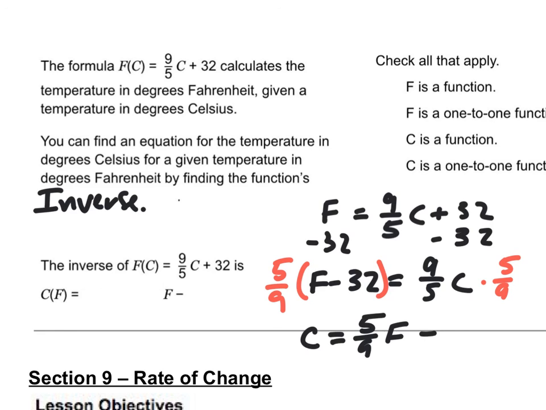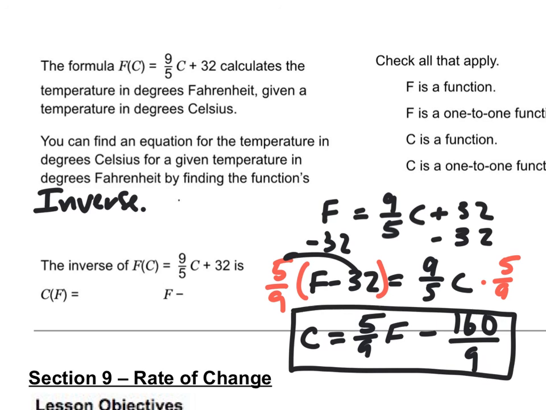and then minus, if I take 5 times 32, that's going to give me 160, and then I'm going to divide that by 9. So what I have here is a function that shows me the degrees Celsius given a degrees Fahrenheit. So we can go the opposite way. What I would write is a coefficient of 5/9 here, 5/9 f, and then minus 160 over 9.